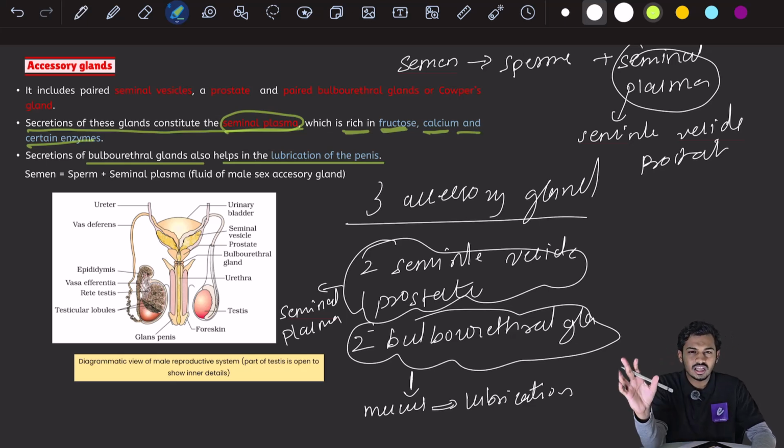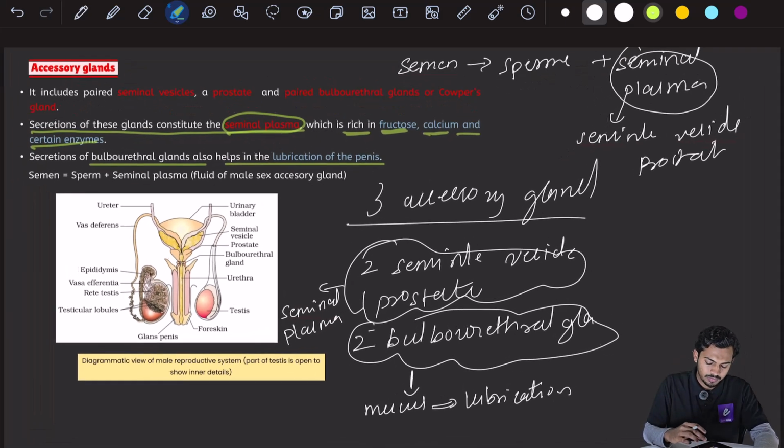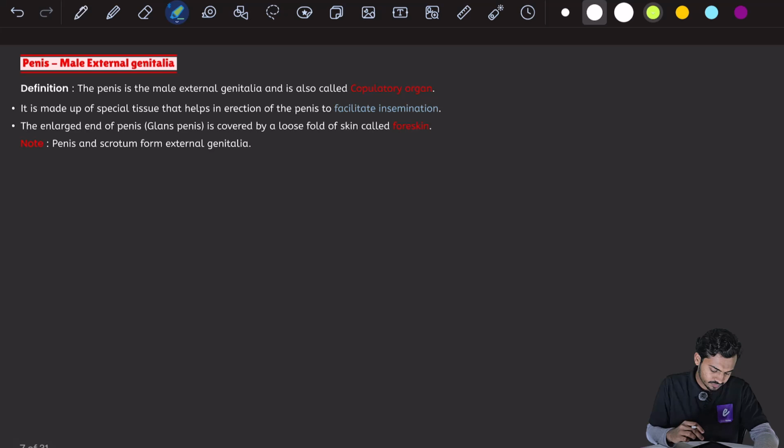So there are three types of accessory glands: seminal vesicle gland, prostate gland, bulbourethral. Seminal vesicle और prostate gland क्या करते हैं? They secrete seminal plasma, right? Seminal plasma is rich in fructose, calcium and certain enzymes. What is the function of bulbourethral gland? Bulbourethral gland will secrete mucus which will help in lubrication at the time of intercourse. Understood? Now we will study about male external genitalia, that is penis.